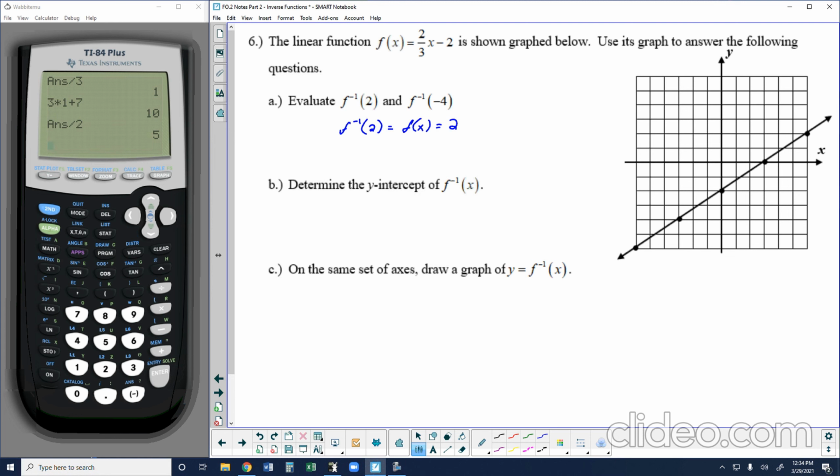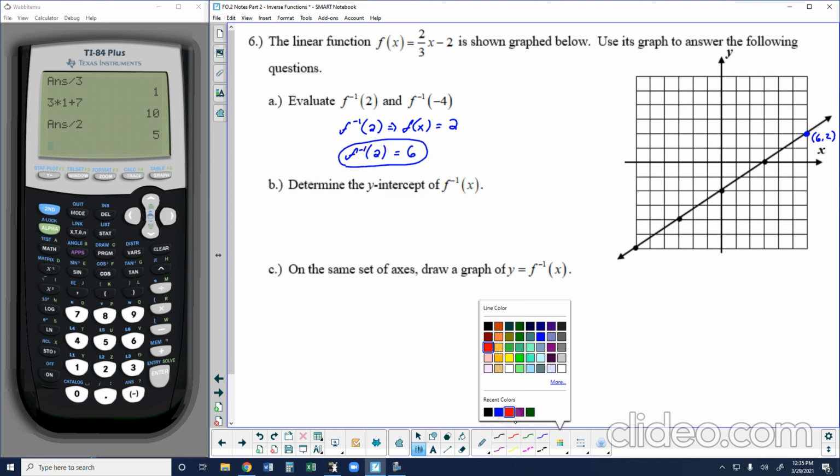So I can find this on the graph here. This point over here on the right side of the graph, this point would be 6, 2. So what I'm going to do is take a look at the coordinates. So if I want to find the inverse of f of 2, I can look at this coordinate pair, and it's going to be the corresponding x value on the original function, and so it would be 6.